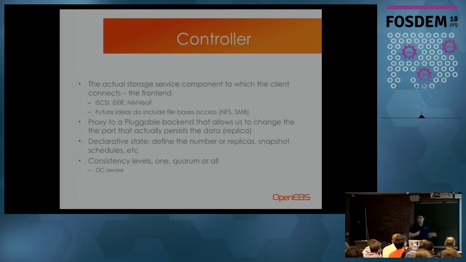Depending on your workload, you may want to define your YAML a little bit differently. So, declarative state: number of replicas, snapshots, schedules, the retention of your snapshots if you want to replicate them, and the consistency levels are also important. If you have a three-way replica, you can say, I want a quorum on the acknowledged write. If I have a quorum, then I acknowledge back to the client, to speed up write latency, obviously.